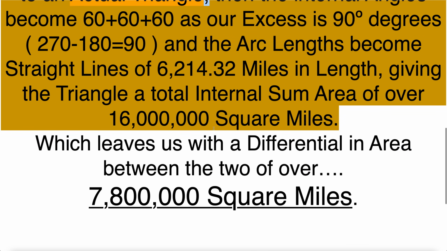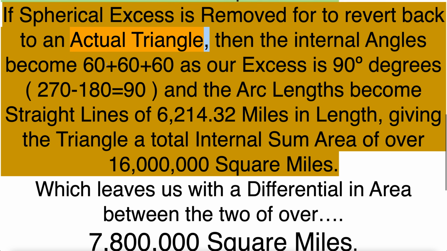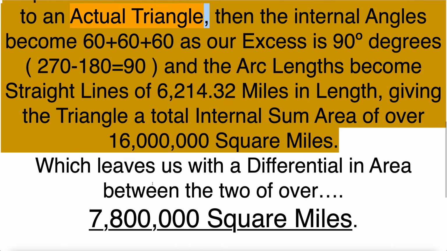So the truth is that there aren't 7,800,000 square miles removed, is that they were never there. The truth is that within that triangle with those three side lengths, there was always only just over 16 million square miles, right? So to bring it from globe to reality, you must remove the excess degrees and the excess area.